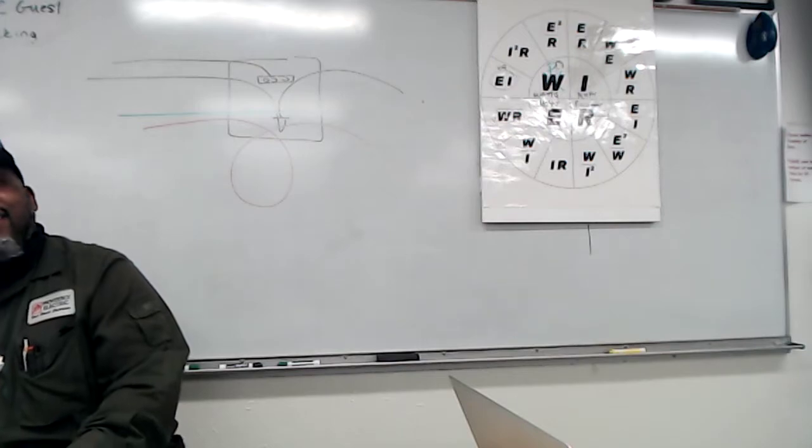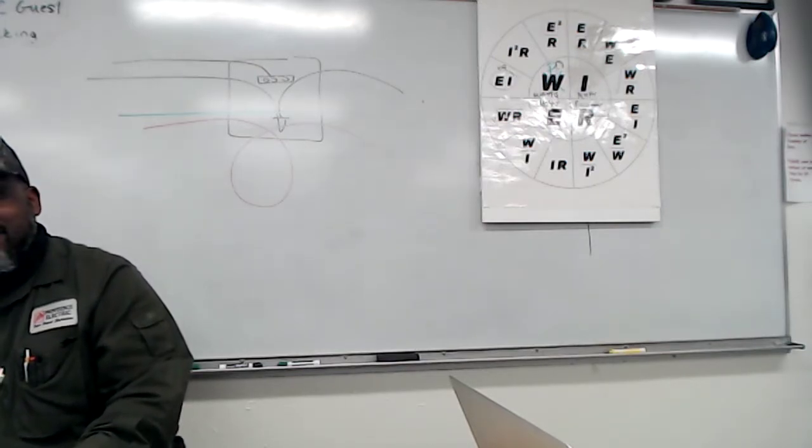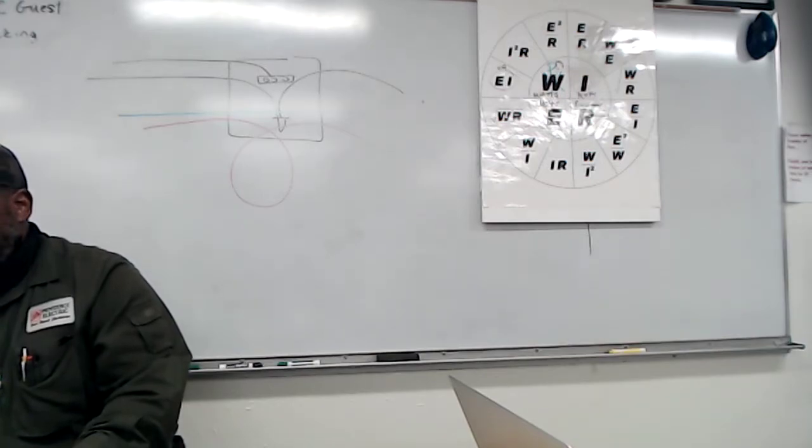And then 5, if you have 1 or more ground wires in that box, it gets 1 allowance. That's it. That's the rules. Questions? That's the rules. Simple as that.